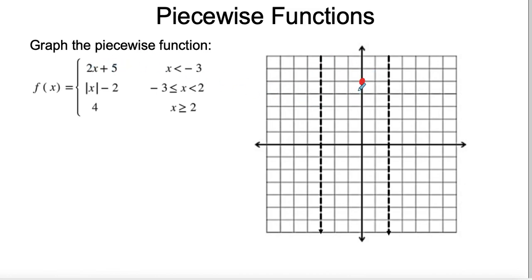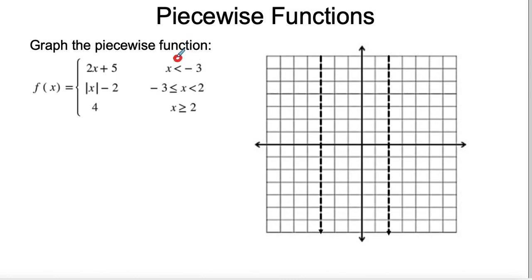This is mx plus b, and the slope is 2, meaning it would go up 2 and over 1, and it would go the opposite way, and you just have a line. And it would go down here like this. But we're not looking at that full thing. What we're only looking at is when x is less than negative 3. So I'm still going to have 2x plus 5 here, but only when x is less than negative 3.